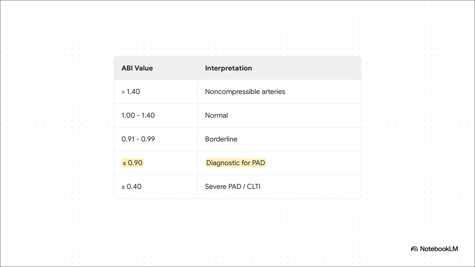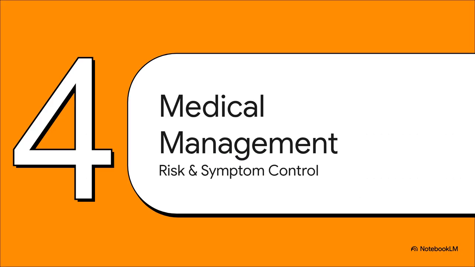That result is basically uninterpretable, and you'll need to get a toe brachial index instead. Okay, so you've made the diagnosis. Now we pivot to management. And really, we have two main goals here. 1, lower that patient's cardiovascular risk, and 2, help them feel better.